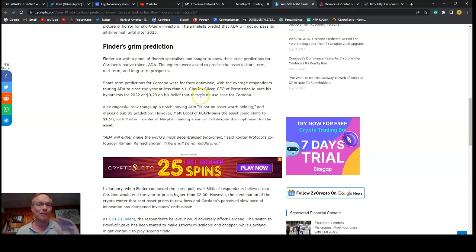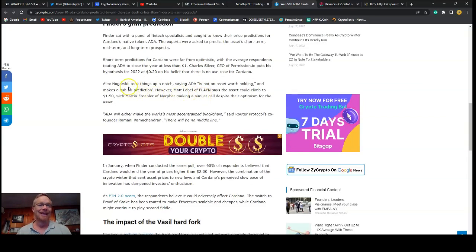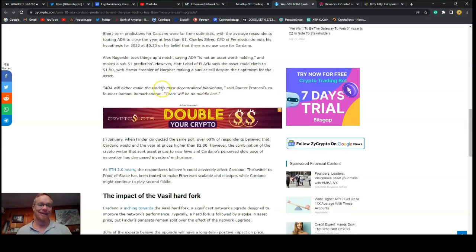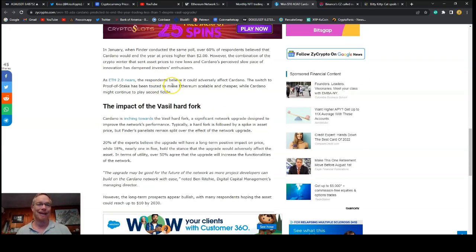On his belief, there's no use case for Cardano. Alex Nagorski, saying ADA is not an asset worth holding, he makes a sub $1 prediction. However, Matt Lobel of Plain says the asset could climb to $1.50, with Martin Furrer of Morpher making a similar call. Despite their optimism for the asset, ADA will either make the world's most decentralized blockchain, said Furrer, or it's not going to do anything. So there will be no middle line. That's kind of how people think about ADA.